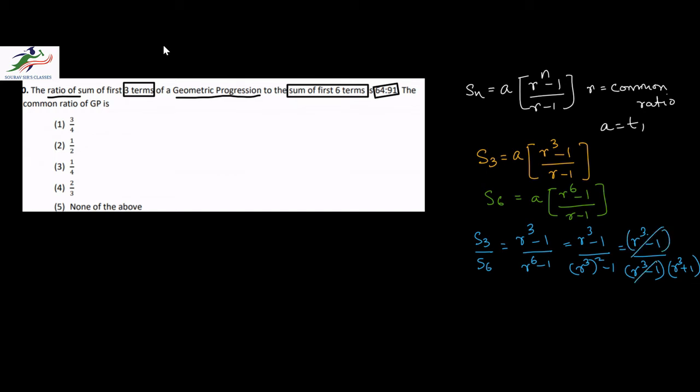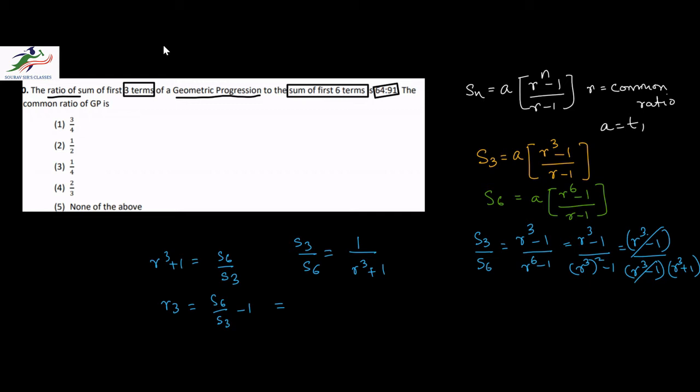So therefore we know that r cannot be equal to 1, then there is no geometric progression happening. It has to be either greater than 1 or less than 1. So therefore we can cancel r cube minus 1 from numerator and denominator, and we get S3 by S6 is equal to 1 over r cube plus 1. So therefore r cube plus 1 is equal to S6 by S3, or r cube is equal to S6 by S3 minus 1.